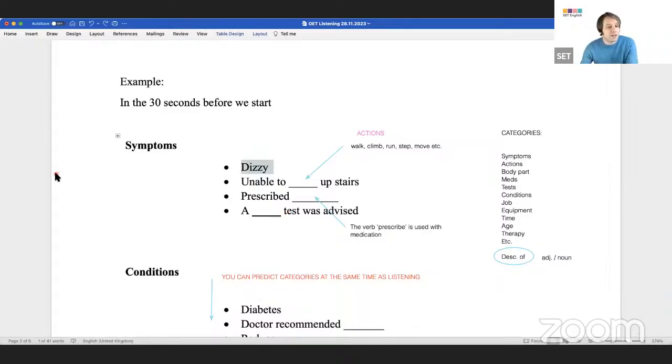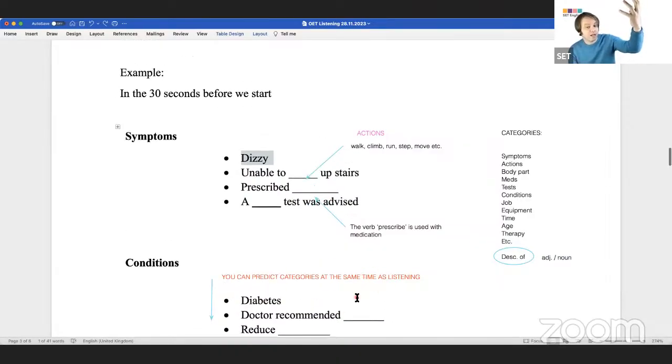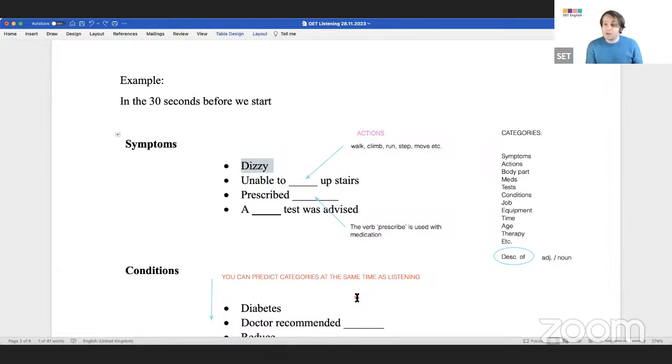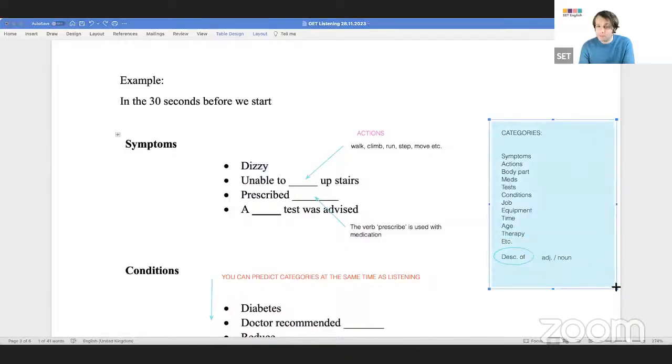But what I'm saying, guys, is as we listen, when the audio starts, we can continue to predict. Okay. So that's the first thing, prediction of categories. This is technique 1. Technique 2 is what? What's technique 2, guys? Signposting. Okay. Now let's do a test.